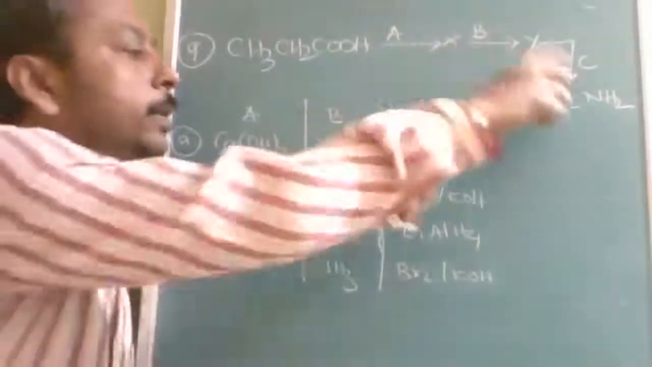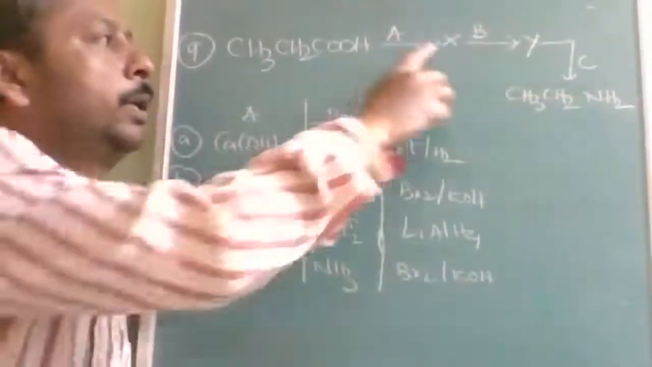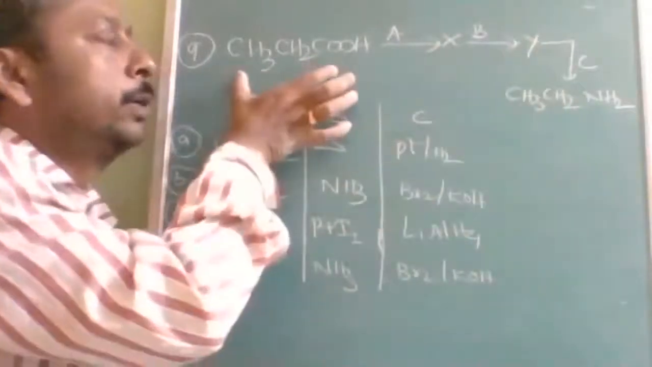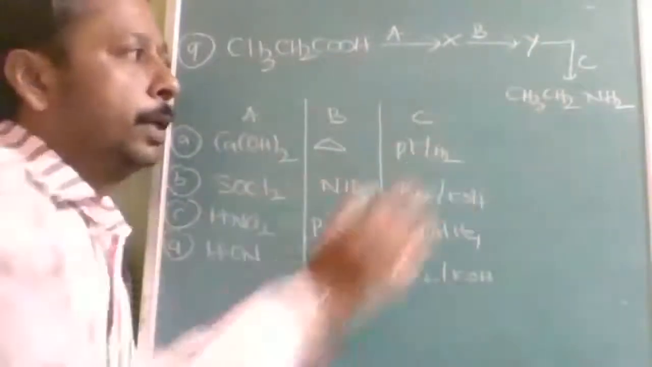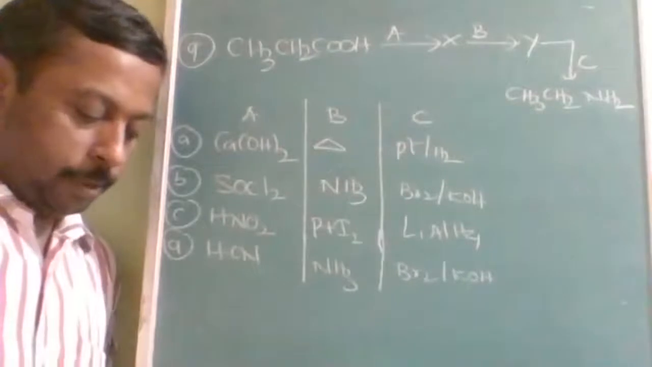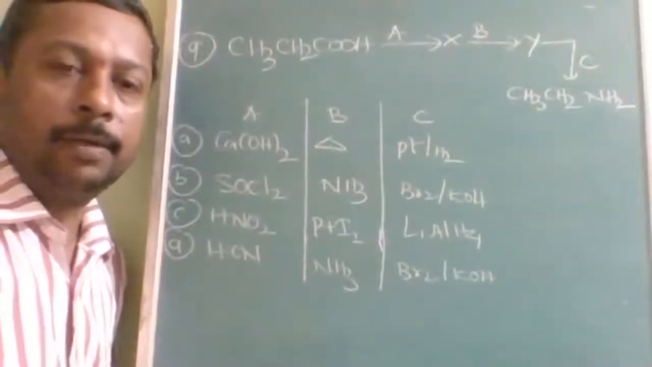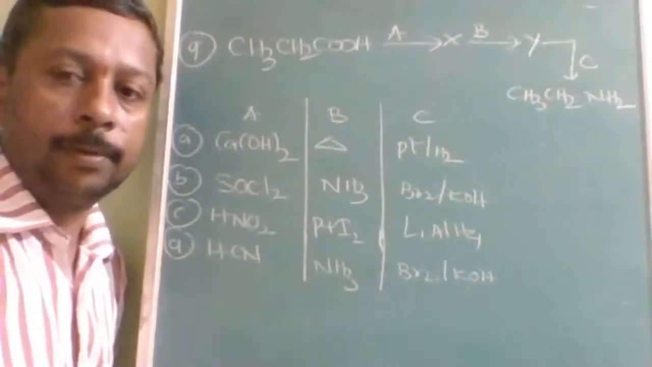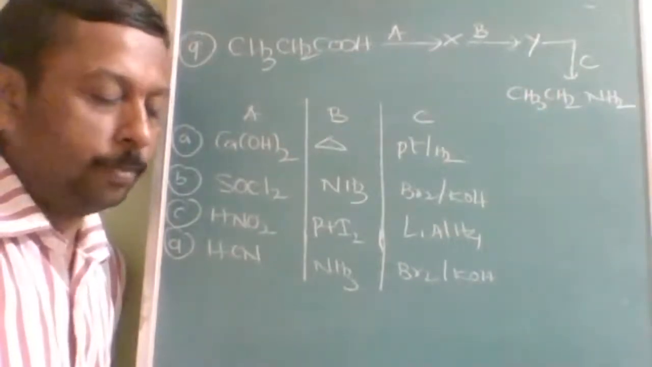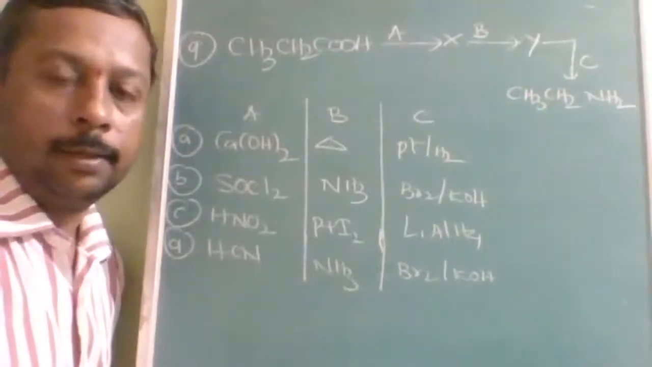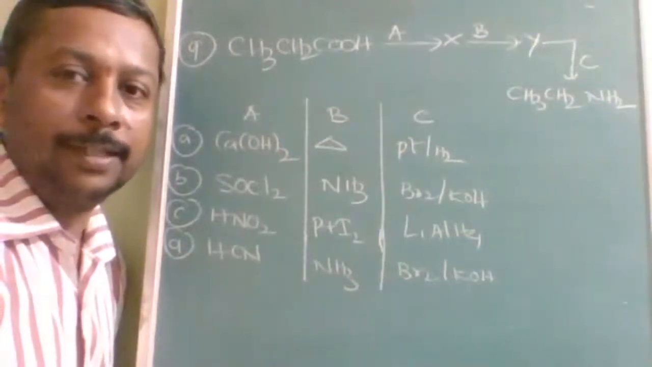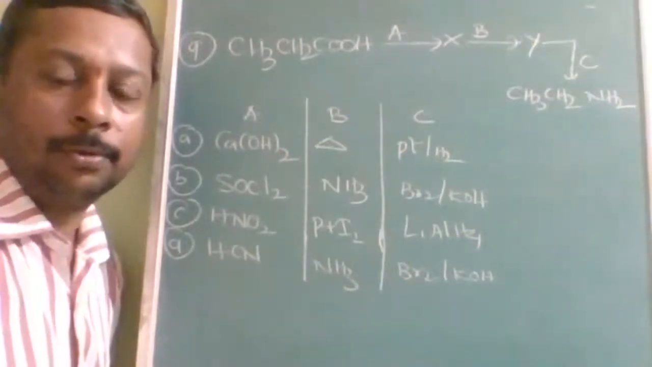Here the sequence is given and what are the reagents we must use to convert propanoic acid to ethylamine. You are given a carboxylic acid, you have to prepare an amine. What are the suitable reagents? If possible, try to find out the X and Y also.